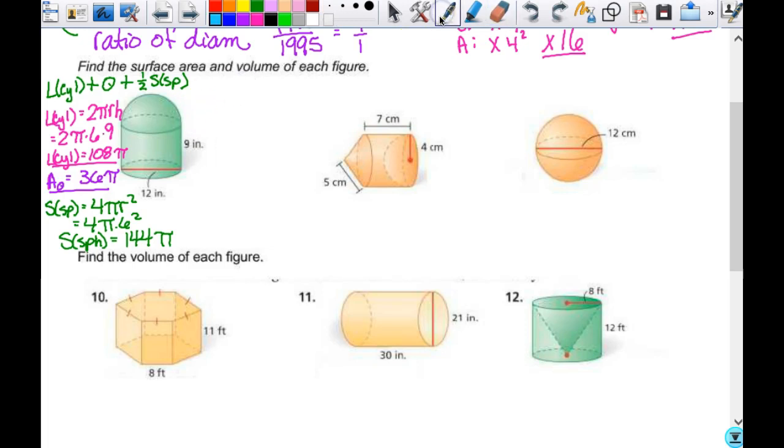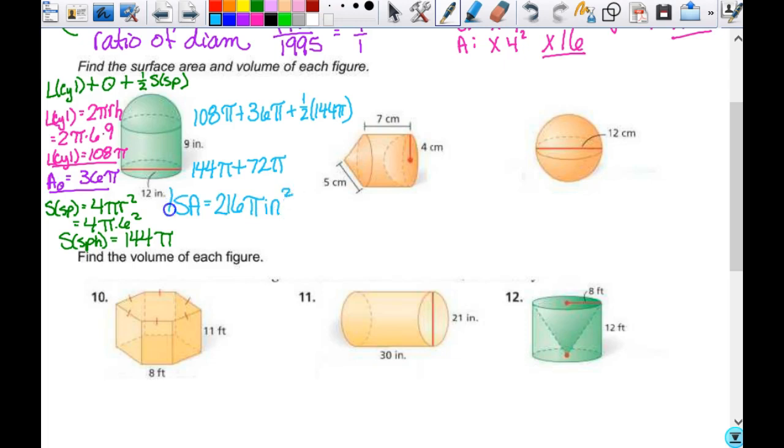So the lateral area of the cylinder is 108 pi, plus the circle, which is 36 pi, plus half of the 144 pi. So I can go ahead and add these in pieces. 108 plus 36 is going to be 144 pi, plus half of that 144 is going to be 72 pi. So my total surface area then is what? 216 pi, and that would be inches squared.